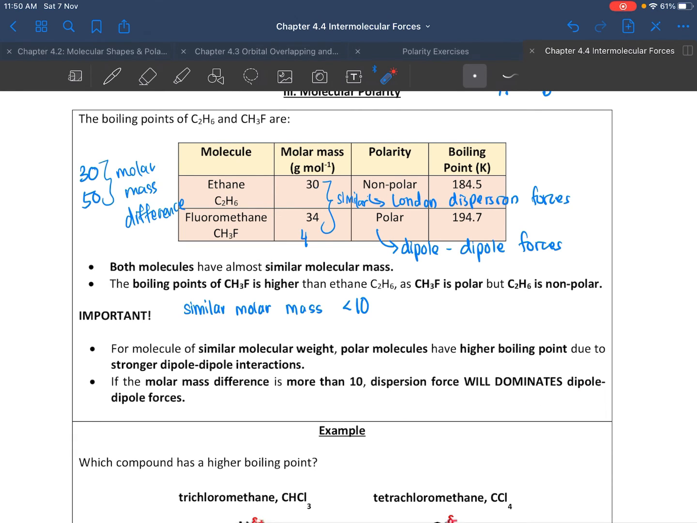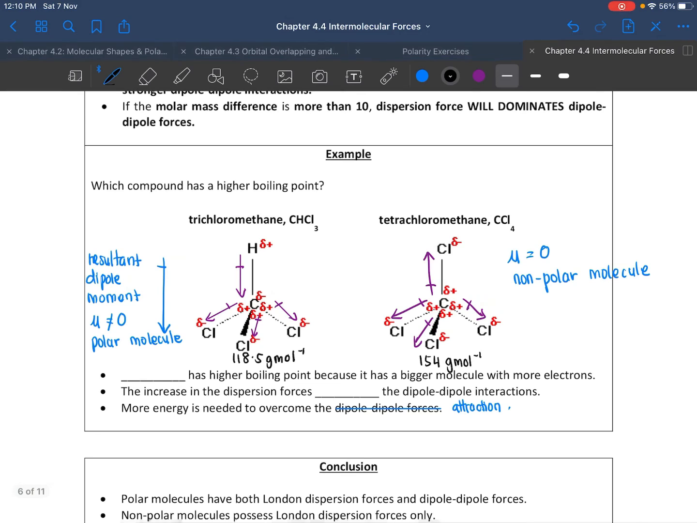dipole-dipole forces. Alright, so to test your understanding, kamu faham ke tak about the factors affecting van der Waals forces, kita cuba example ni. So example ni dia kata, which compound has a higher boiling point? Trichloromethane atau tetrachloromethane. Okay, so first kita tengok structure ni. Okay, so from this drawing, we know that the shape dia sama lah. Okay, tapi okay, you cannot jump to shape terus. Kita kena tengok satu-satu. Start from molecular weight.